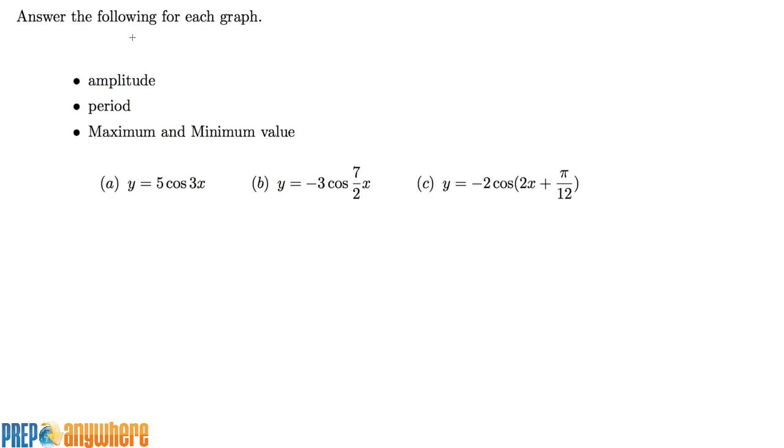Alright, so answer the following for each graph. Amplitude. Okay, for A, amplitude is always determined by the number in front of the trig function. So it's 5.